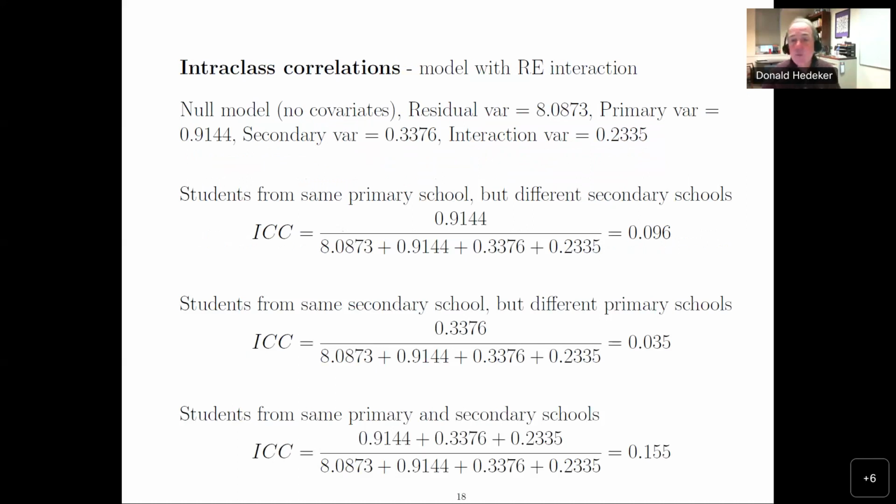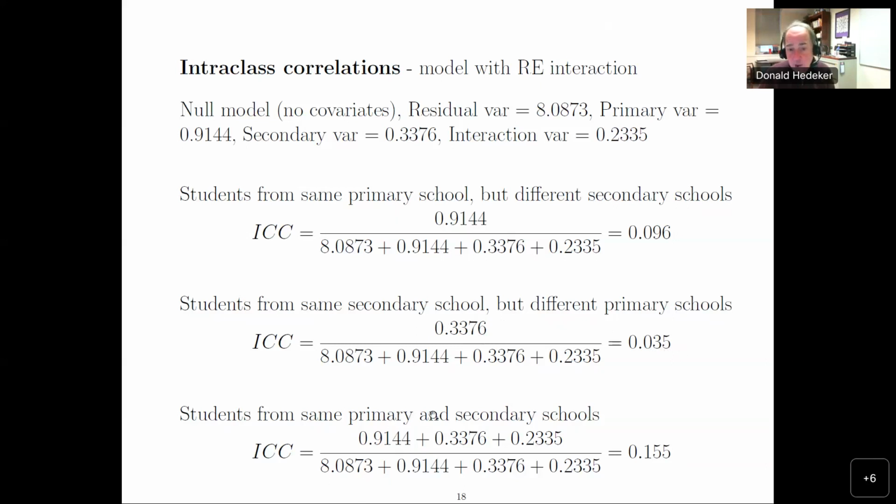Now here, let's say the model with the random effect interaction is the one you want to go with. I'm just illustrating here how we would now calculate the interclass correlations. Here again, this is with the null model with no covariates. So students from the same primary school, it's the same logic. We put the primary school variance in the numerator. We put all of the variance parameter estimates in the denominator. We get an ICC of about 10%. Secondary school, same idea, secondary school variance in the numerator. Here we get an ICC of about 4%, 3.5%.